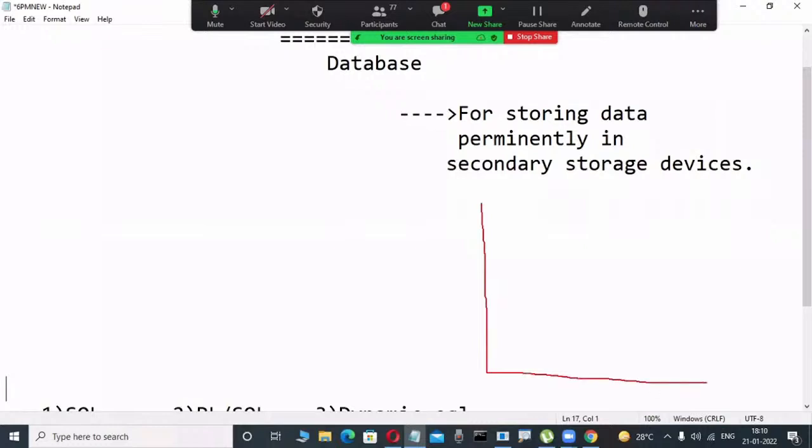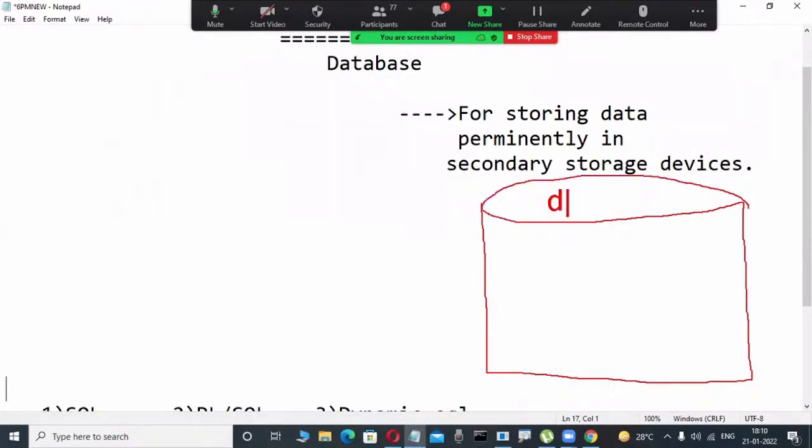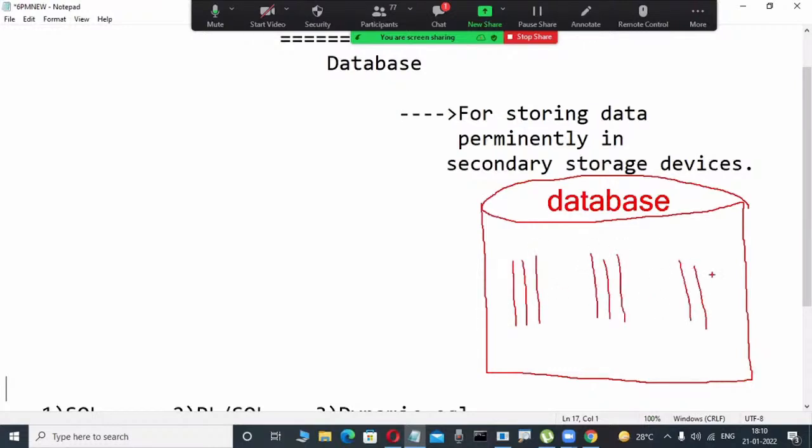These relational databases do not store a random collection of data; they only store a structured collection of data. As I said yesterday, suppose this is an Oracle database. A database means some place, and here we store a structured collection of data in an organized fashion only.